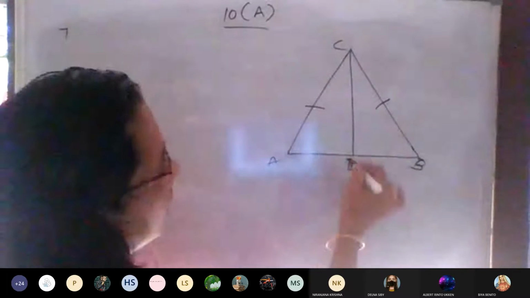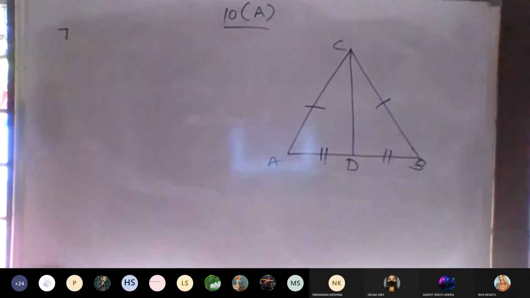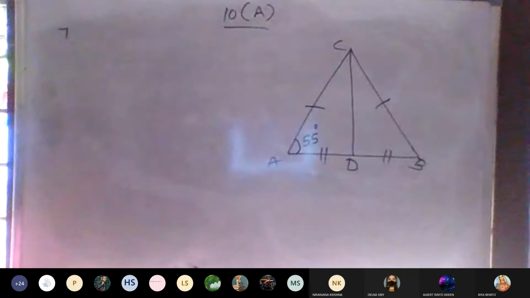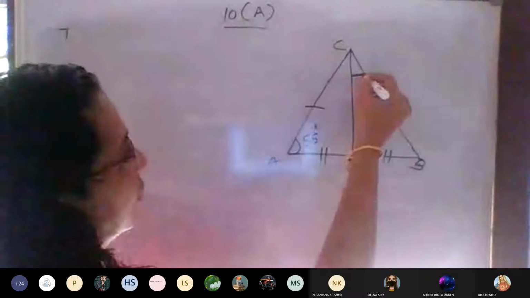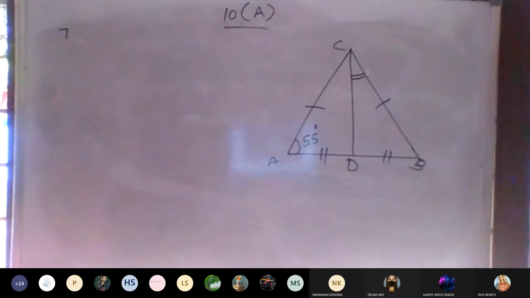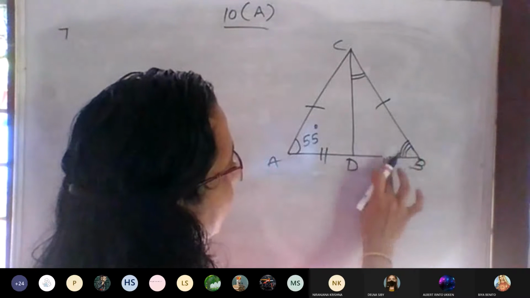Bisects means CD bisects AB, so automatically these two will be equal. Which one? AD will be equal to BD. Angle CAB is given as 55 degrees. We have to find out DCB, this angle, and also angle CBD.